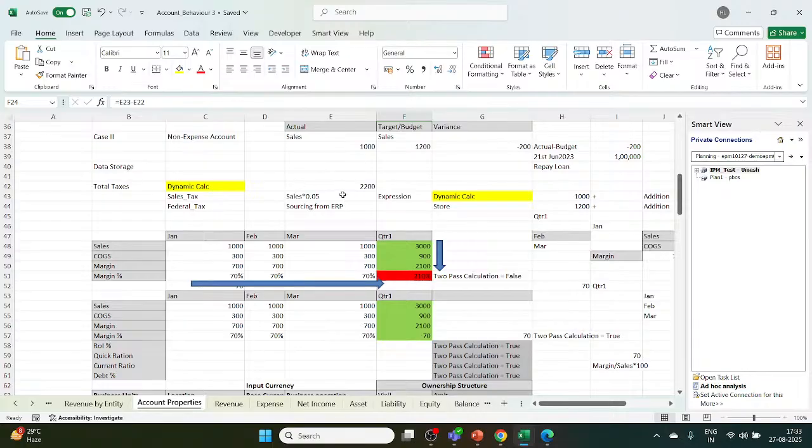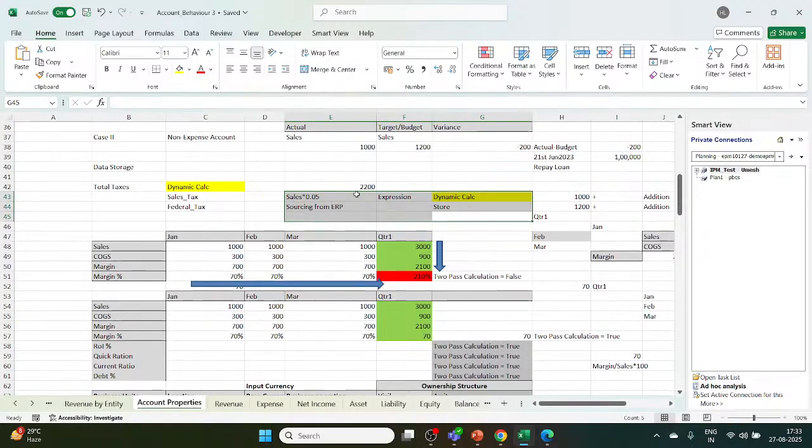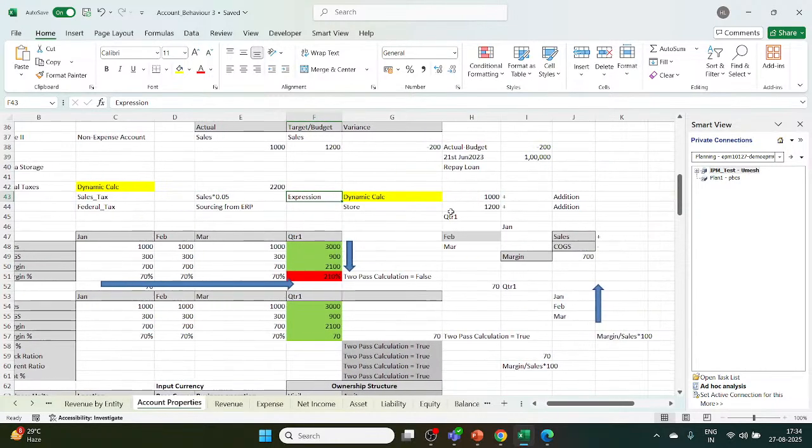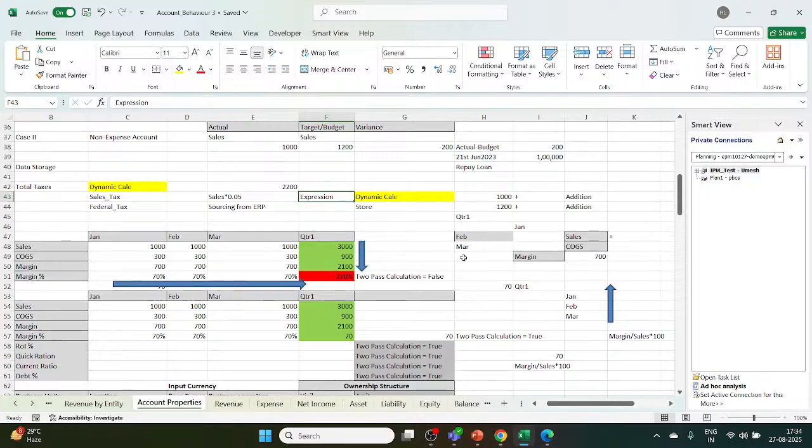Here the dynamic calc. What is the dynamic calc here? You can see the dynamic calc is used when the calculation is on the fly. That time we use the dynamic calc. Like here is sales multiplied by the percentage, 5%. Then the expression would be in such manner.